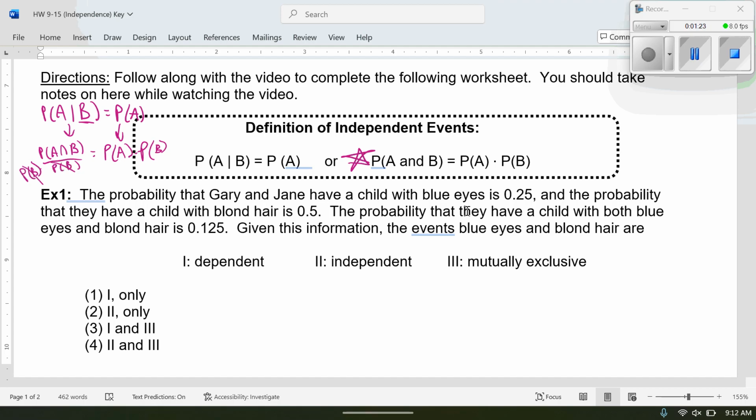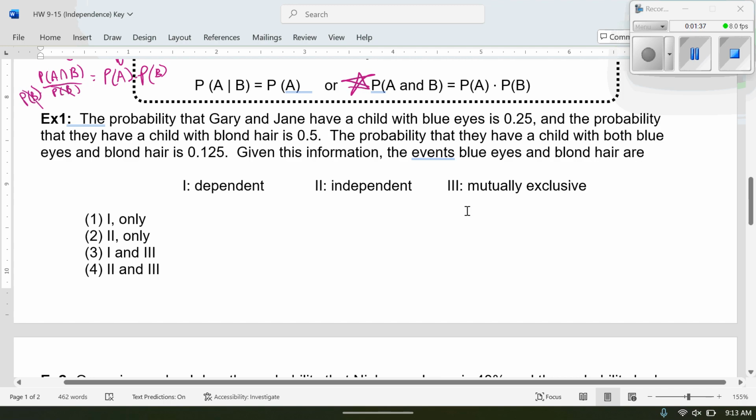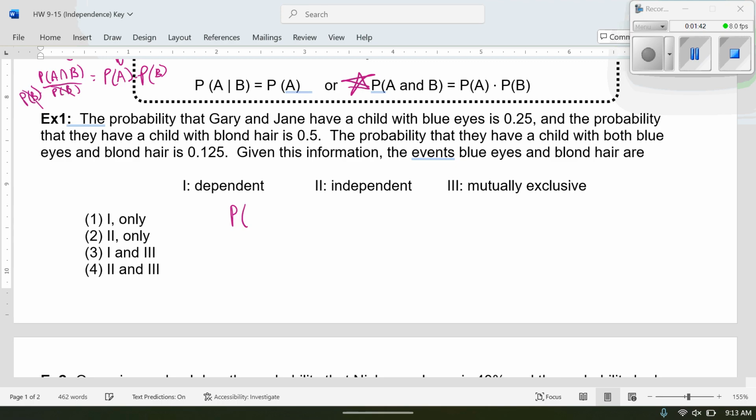It is important to know both because depending on the information that they give you for the Regents questions that you'll see here, you might have to use one formula or the other. So for example, in the first one, the probability that Gary and Jane have a child with blue eyes is 0.25. I'm going to write it as I go. Probability of blue eyes is 0.25. The probability that they have a child with blonde hair is 0.5. The probability that they have a child with both blue eyes and blonde hair is 0.125.